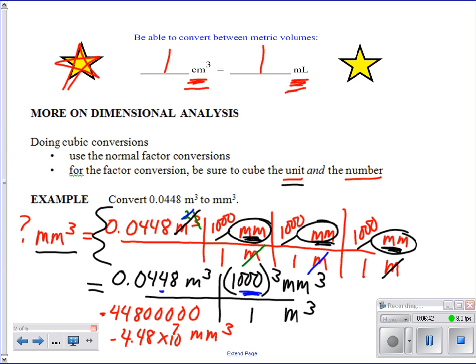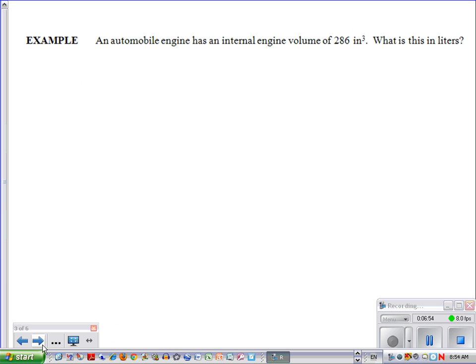And then let me go back real quickly to this beginning number. We've got 3 significant figures, 3 sig figs. Make sure you don't throw a decimal point in there because that would throw it. Okay, moving on to our next one.